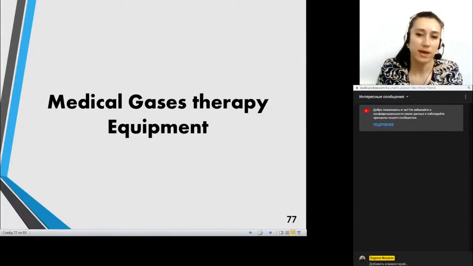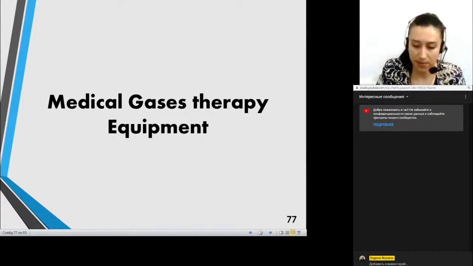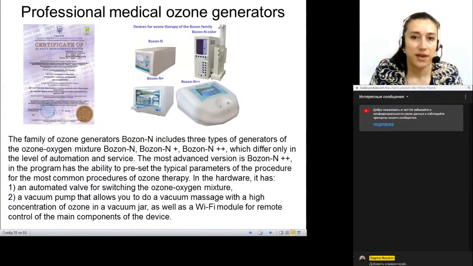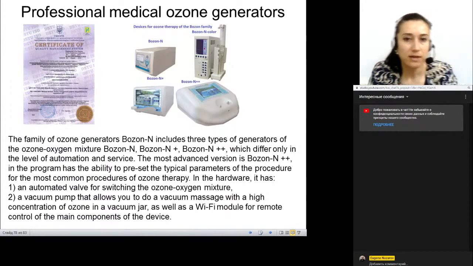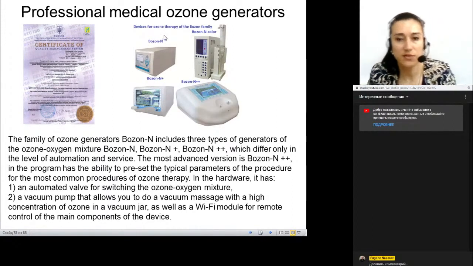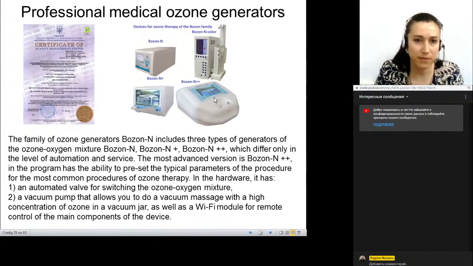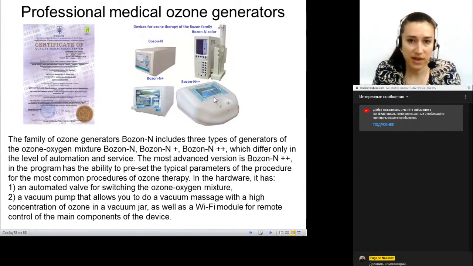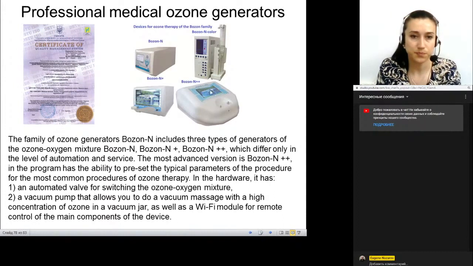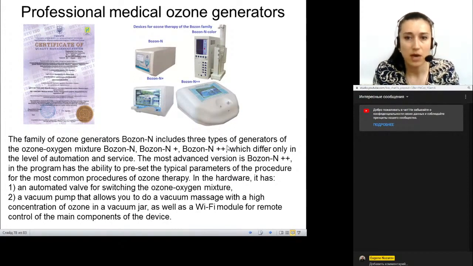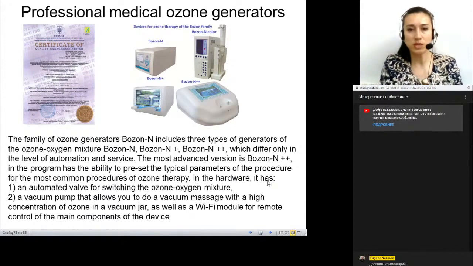So now we will show a few examples of our equipment that we use for medical gas therapy. The family of ozone generators Bozon-N includes 3 types of generators of ozone-oxygen mixture. We have different kinds of these devices: Bozon-N, Bozon-N plus, and Bozon-N plus plus, which basically differ only in the level of automation and service. The most advanced version is the Bozon-N plus plus, which has in the program an ability to preset the typical parameters of the procedure for the most common ozone therapy procedures.